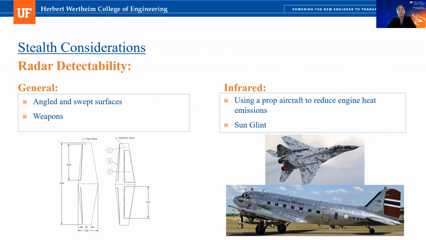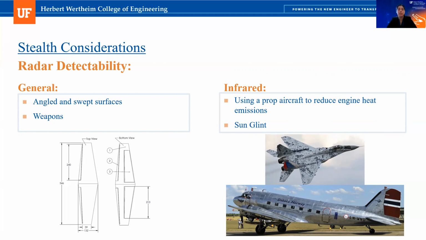And the first way we did this was by using a prop aircraft over a jet aircraft, because a prop aircraft has a high bypass ratio when compared to a jet aircraft. And this high bypass ratio allows the engine to stay cooler, making it less detectable on infrared radars.